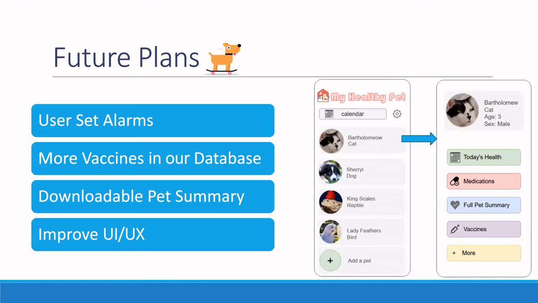So our future plans for My Healthy Pet include the ability to allow users to set alarms for various reasons, whether they be feeding, medication, or exercise times. We additionally wanted to also add more vaccines for all the different species of animals we have in the database as well. And we also wanted to enable the user to download a comprehensive pet summary and just kind of make overall improvements to the interface and the actual experience the end user has with the app.